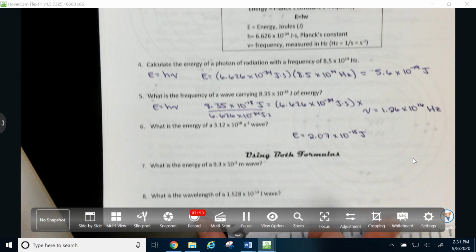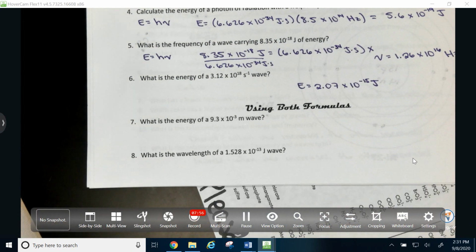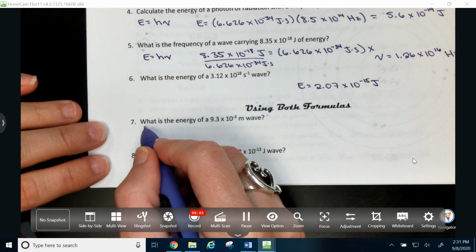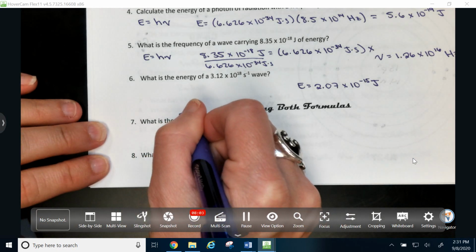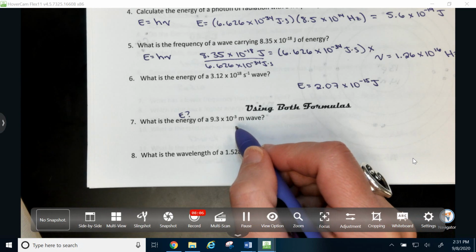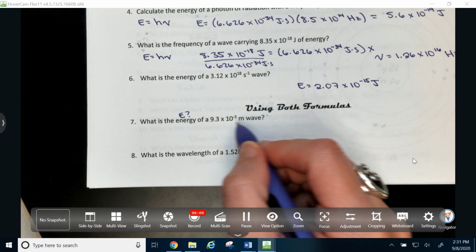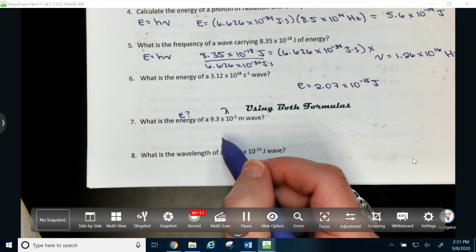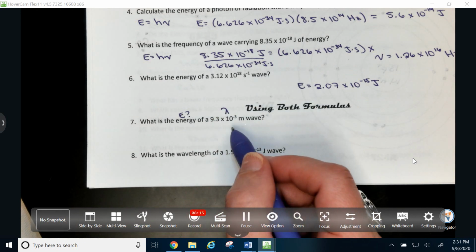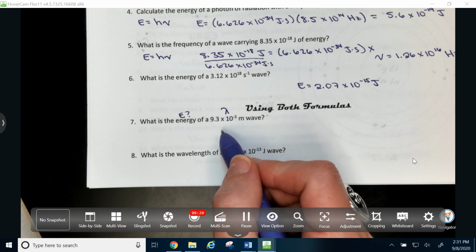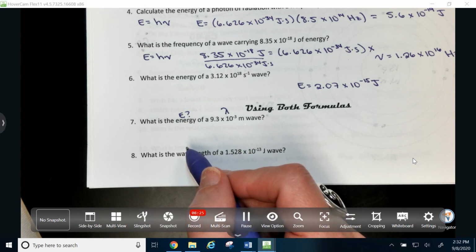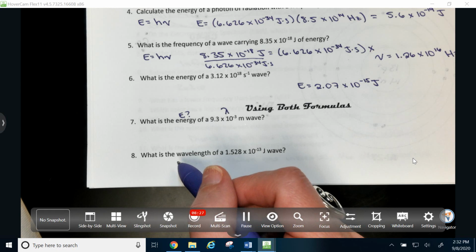For our last 2 questions, we're going to be using both formulas. So in this first equation, it says what is the energy, so we're solving for energy, of a 9.3 times 10 to the negative 3 meter wave. So this is representing wavelength because it's meters. Do we have one equation that relates the energy and the wavelength together? Nope. So since we don't have one equation, we have to do both. So you have to figure out which equation to use first.